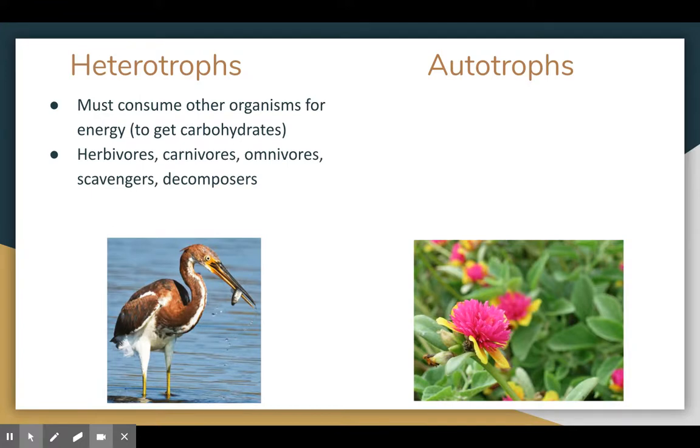Examples of heterotrophs are herbivores, which eat plants, carnivores, which eat animals, omnivores, which eat both plants and animals, scavengers, which eat dead animals, and decomposers, which eat all other organisms that have died, and it recycles the nutrients back into the environment.